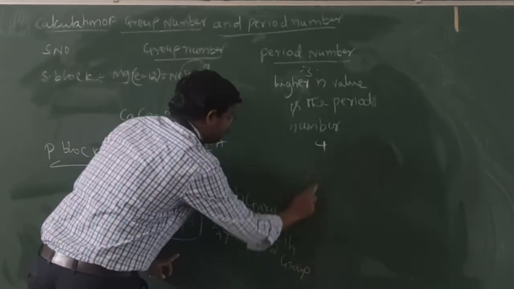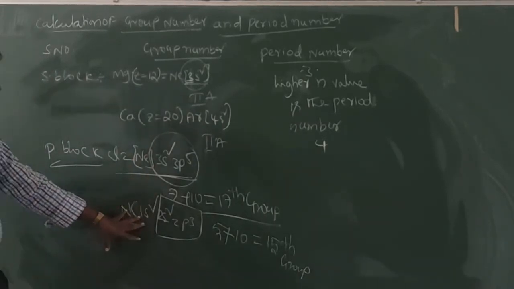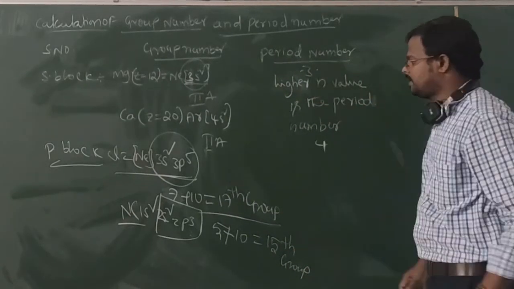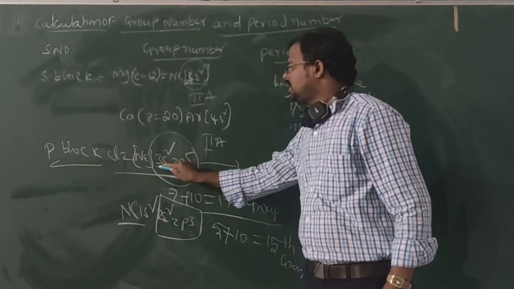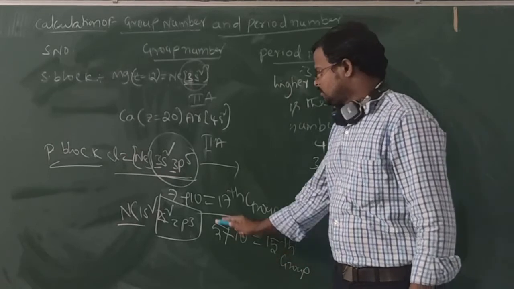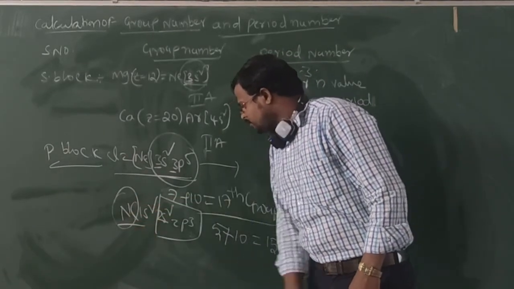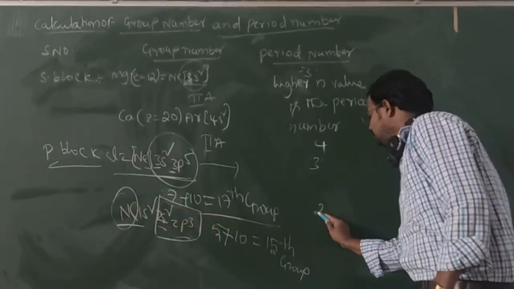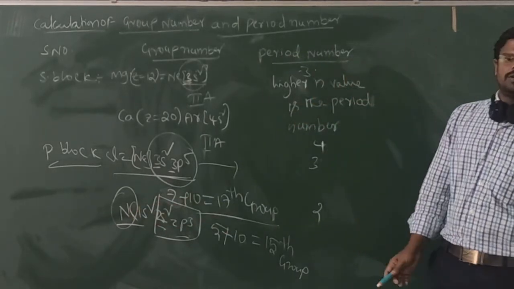Next, the period number. The highest n value, the highest orbit number in the electronic configuration, is the period number. If you take chlorine, the highest n value is 3, so the period number is 3. Chlorine belongs to the third period. In the same manner, for nitrogen the highest n value is 2, therefore the period number of nitrogen is 2. Like that we have to calculate.